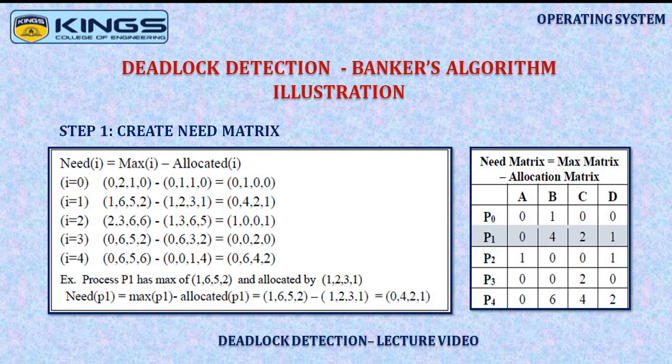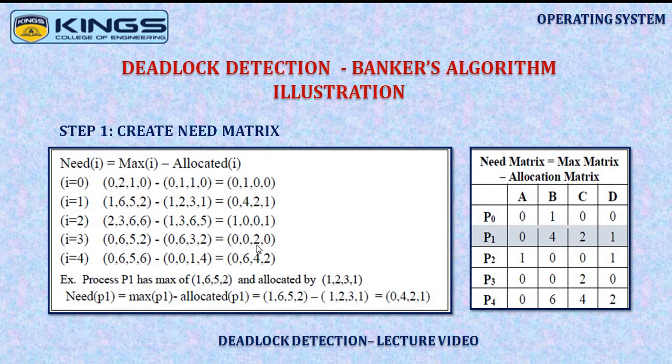entry for process 1. Similarly, moving on to process 2, the maximum requirement was 2, 3, 6 and 6, but the actual allocation was 1, 3, 6 and 5. So when we subtract the maximum requirement minus the allotted resources, the entry is 1, 0, 0, 1, which is the need matrix entry for process 2.